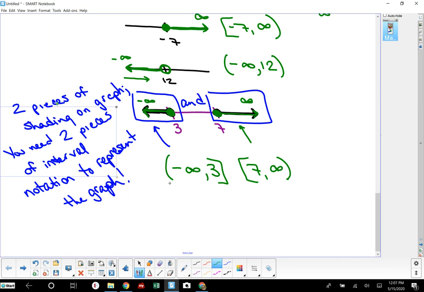And when you have 2 pieces of interval notation, you need to put the symbol that represents the word and. That symbol is a capital U on your keyboard, or the U that you saw in Varsity. All right, so you would quite literally type this whole thing in, parenthesis negative infinity, comma 3, bracket, capital U for union. That's what this means. You're unioning your answer, this part and this part. And then bracket 7, comma, infinity, parenthesis. All right, so that would be what you would need in Varsity for that.